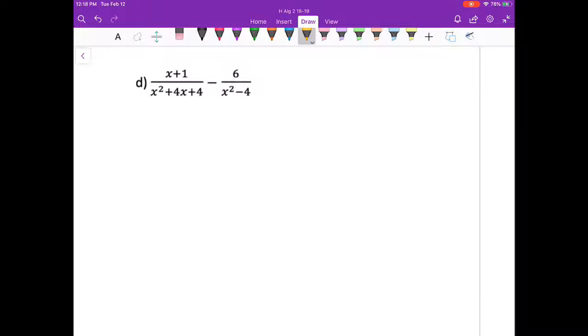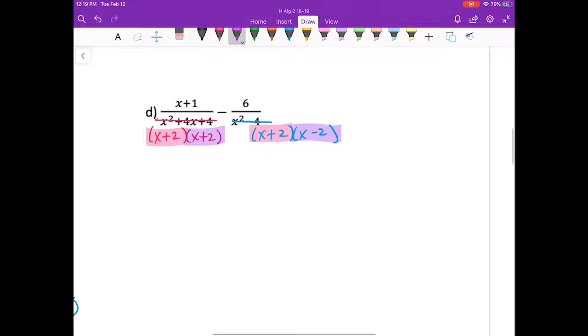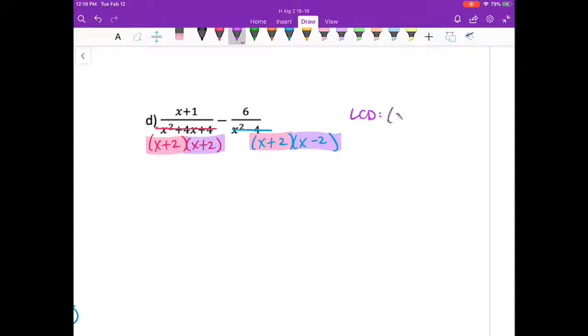Alrighty, in example D, let's go ahead and start by factoring. So x plus 1, fine, can't be factored. My denominator is x plus 2, x plus 2. And then my denominator on the right is x plus 2, x minus 2. So if we look at all of our factors, we've got x plus 2 common between the two of them. And then we've got an additional x plus 2. We have to account for that. Plus we've got this x minus 2 hanging out over here. So my LCD is going to be both x plus 2's, which I can call x plus 2 squared, and the x minus 2.